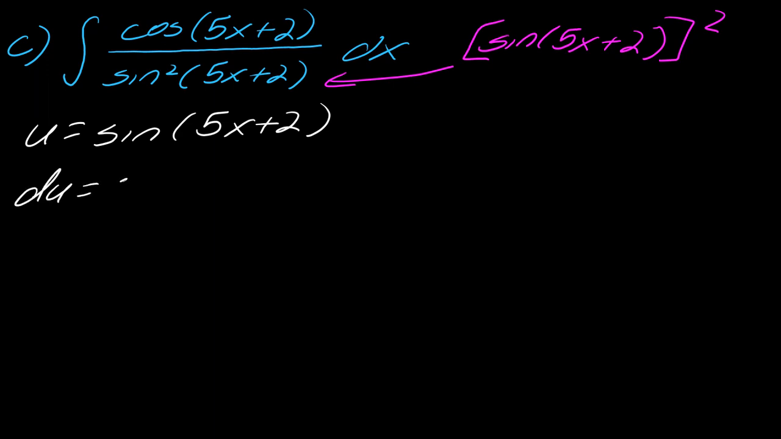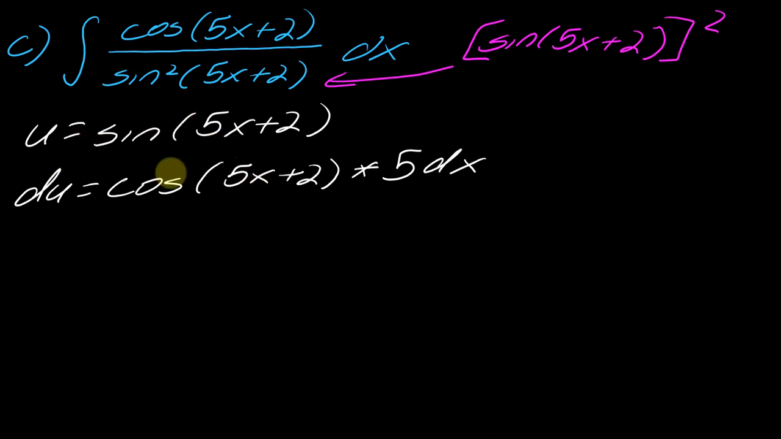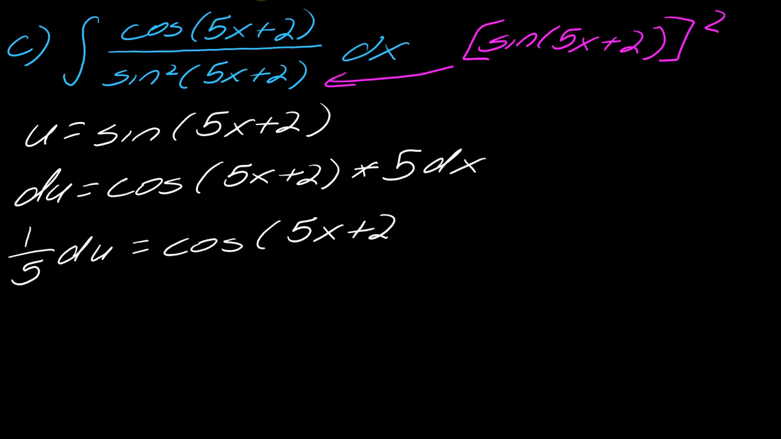So when I take the derivative of this, I get cosine of 5x plus 2. Now I have to use the chain rule, so I have to multiply by the derivative of the inside function, which is 5x plus 2. So I multiply this by 5, dx. This is the only way, if I take the derivative of this, that I can have that inside intact. And so now I've just got to manipulate the problem to make it work for me. In this case, I'm just going to divide each side by 5. So I get 1 over 5 du equals cosine of 5x plus 2 dx.